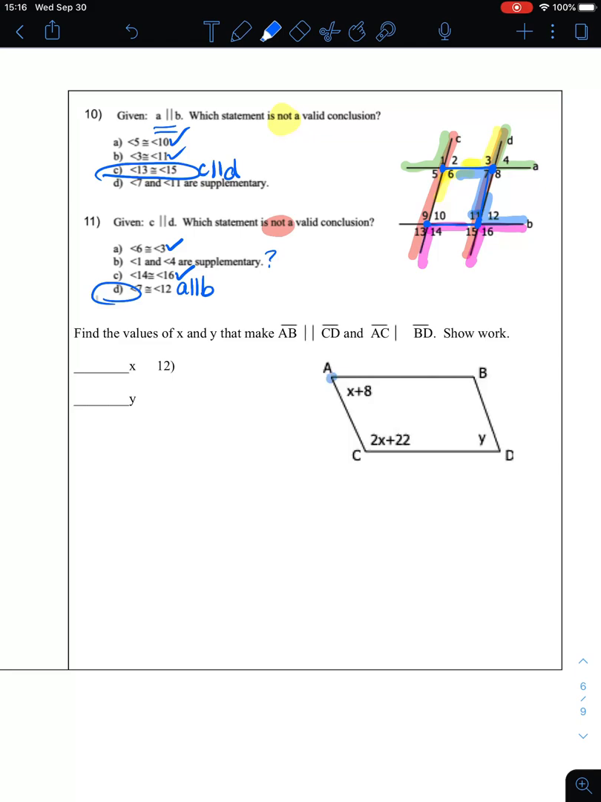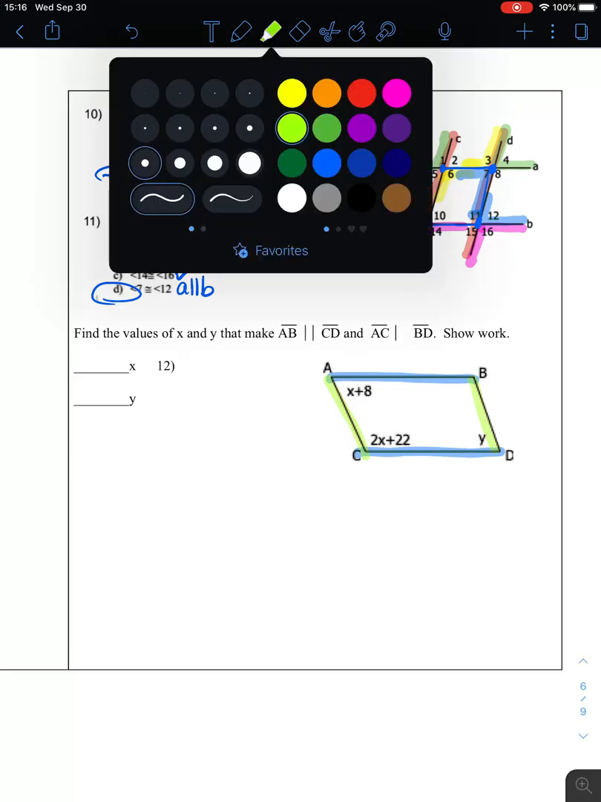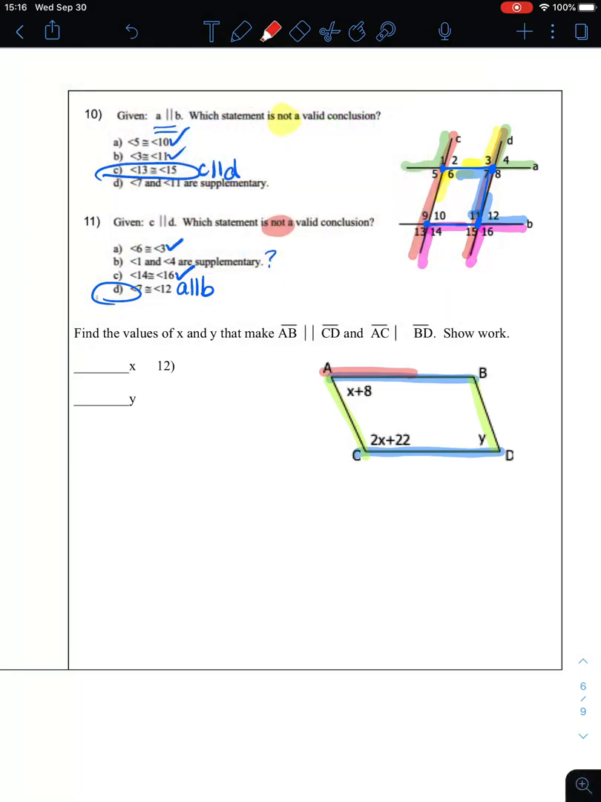So the last question says to find the value of x that makes AB parallel to CD and that makes AC parallel to BD. So I want to find the values of x. Well, here's what has to happen. In order for those two lines to be parallel, these two angles have to be same side supplementary. They are on the same side of the transversal. This angle right here and this angle right here, they're on the same side of AC and they're both interior. They need to be supplementary in order for those lines to be parallel.